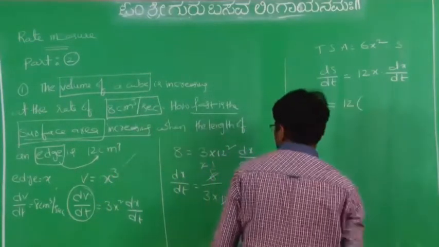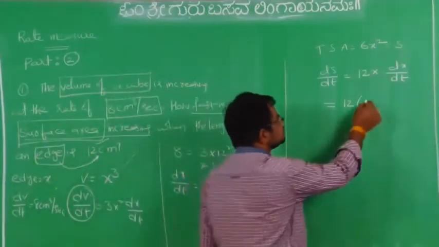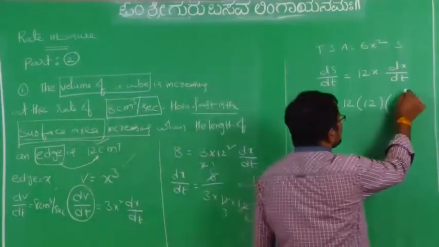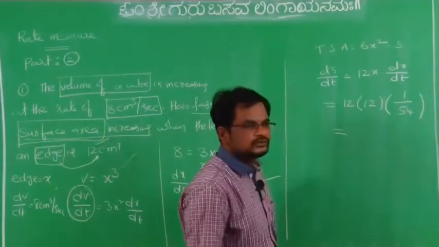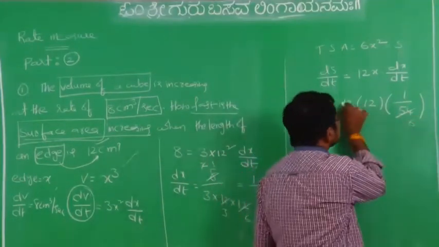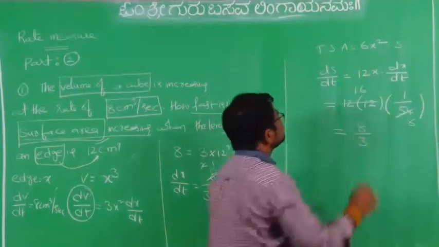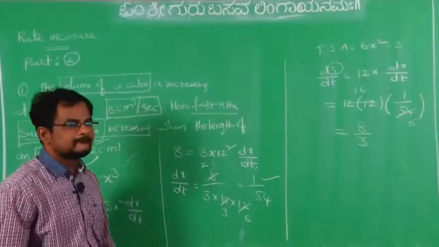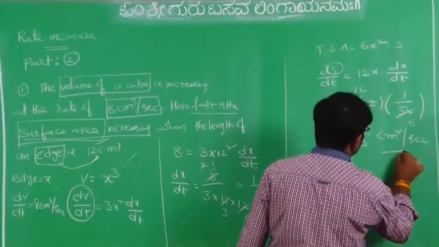That is equal to 12 into, again x value, here x how much they given? 12, into, from this one dx by dt, 1 by 54, right? Here 9 6 times, 9 16 times 144, right? 8 by 3, this is surface area. Units, how to take units? Centimeter square per second, right? This is our final answer.